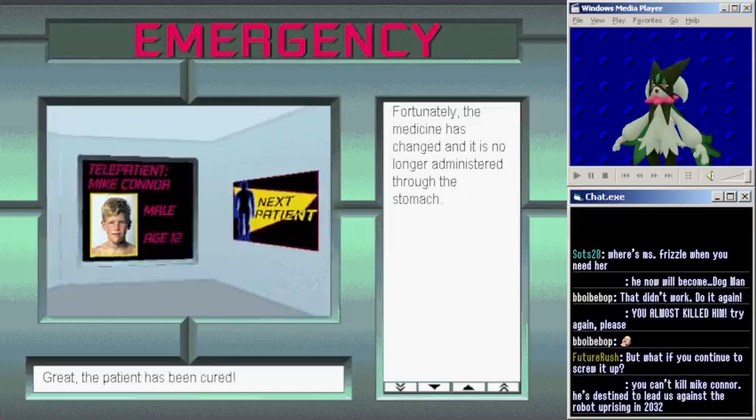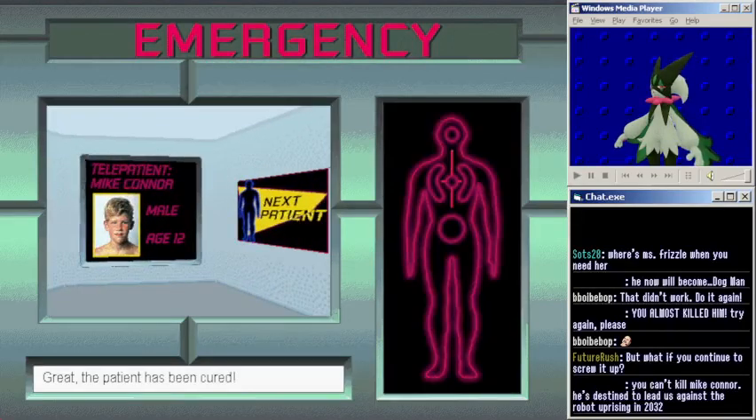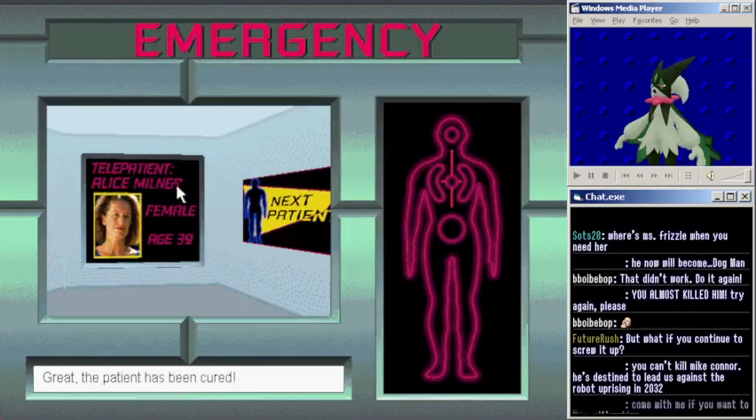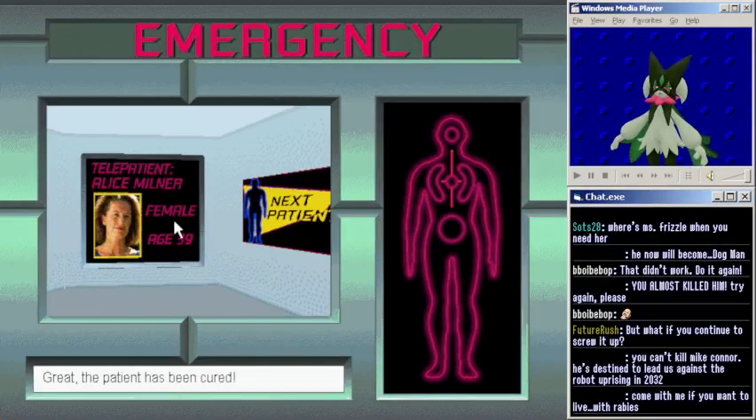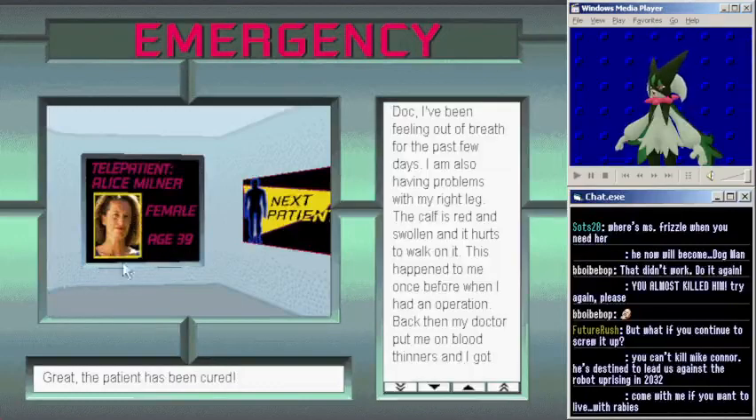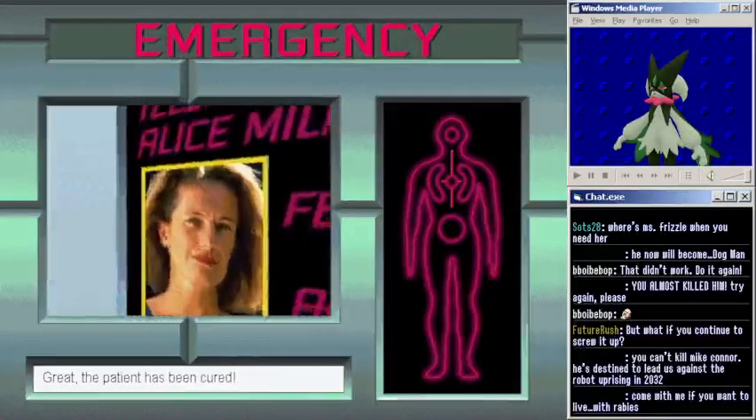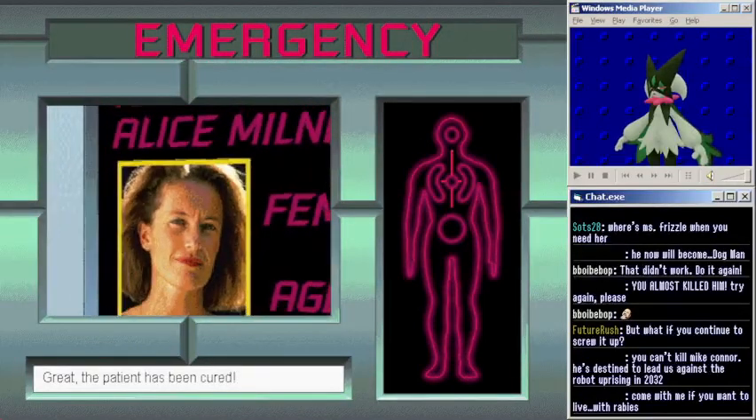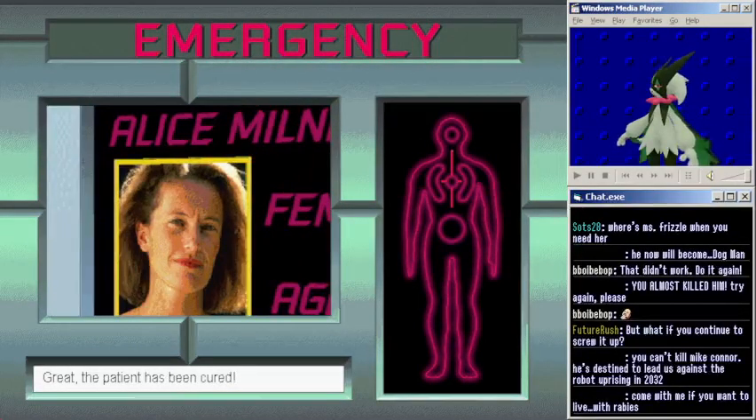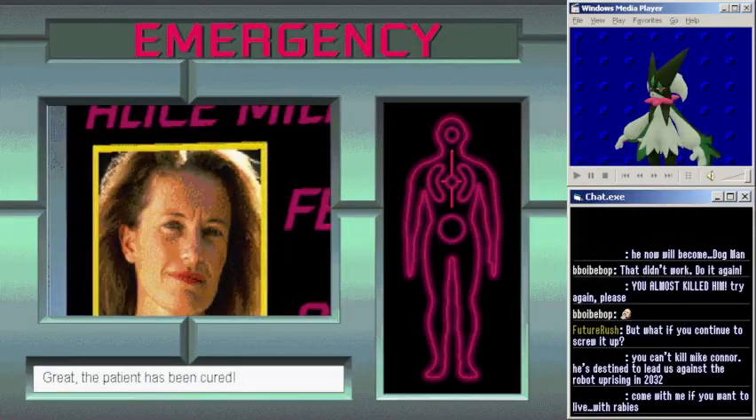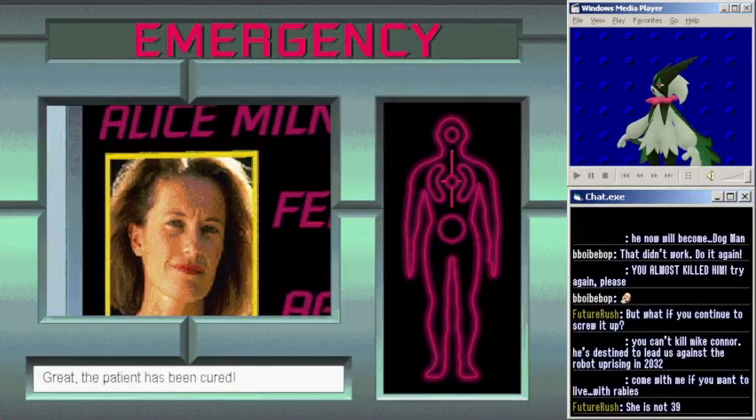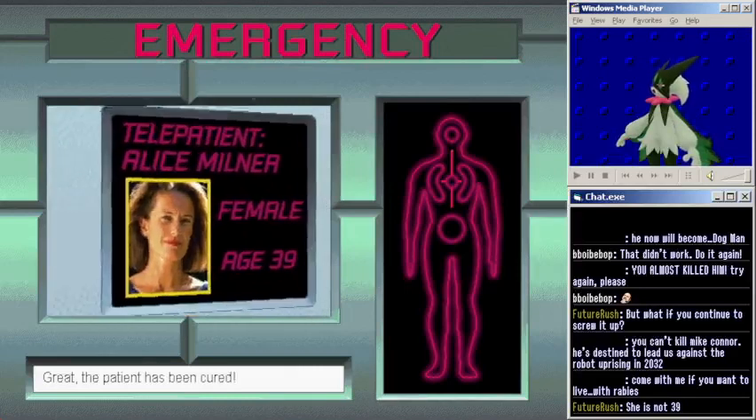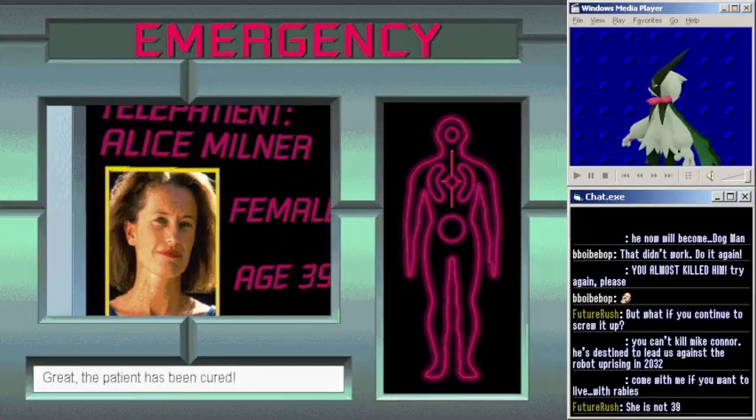That's good, I guess. Do we have any more patients? Alice Milner. Come with me if you want to live with rabies. Oh, it needed the pause. It didn't do the pause. Alice Milner, female, age 39. Hang on. She looks a bit older than 39, I feel like. She is not 39. I'm glad you agree. Maybe she lives in Meth County or something.